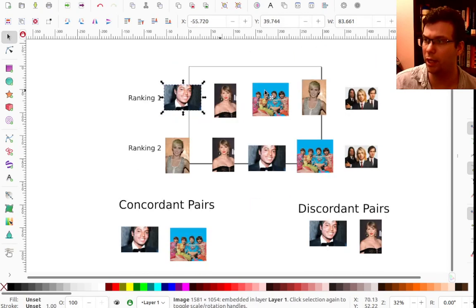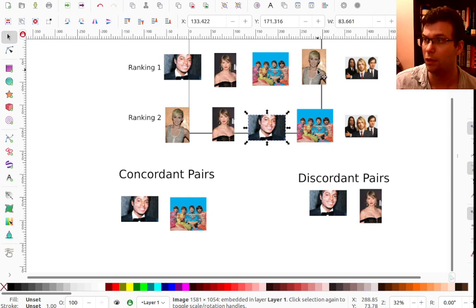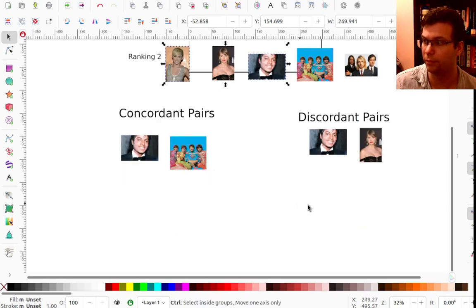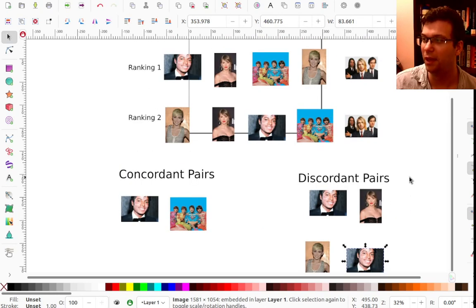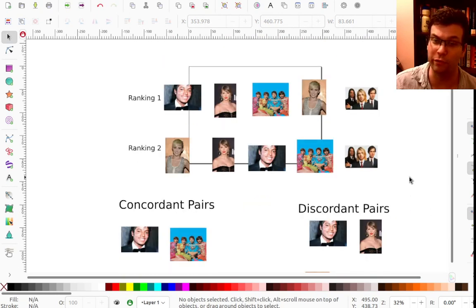What about Michael Jackson versus Miley Cyrus? Actually, they do not agree here. Ranker 1 says Michael Jackson is better than Miley Cyrus. Ranker 2 says Miley Cyrus is better than Michael Jackson. So that is going to go in the discordant pairs list. Okay, 3 down, 7 to go. I'll do one more and then I'll fast forward a little bit.